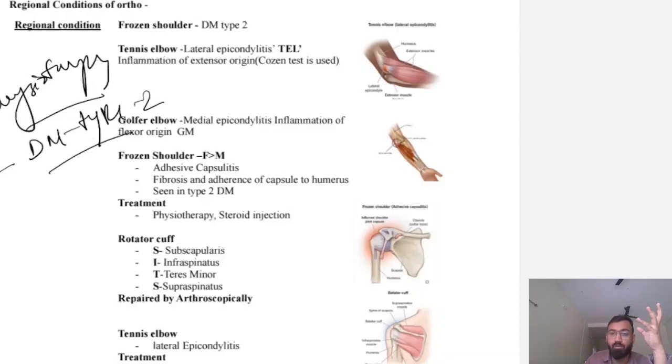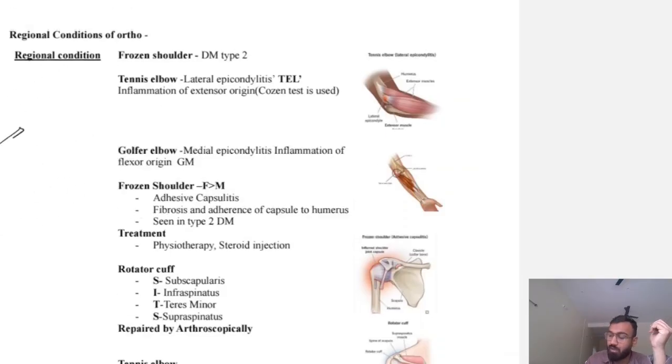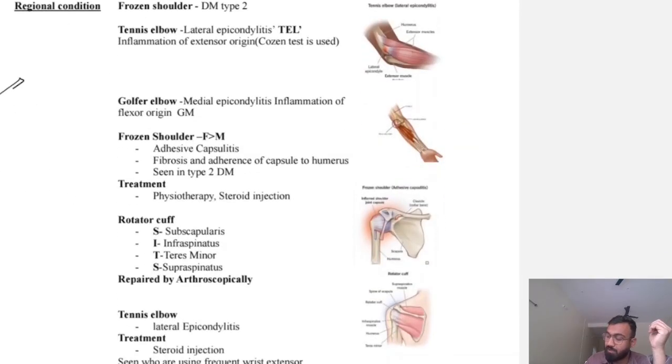They will form the question that the patient has restricted abduction, mostly seen in female patients. The question will be like this: the patient has diabetes mellitus type 2, is female, and has restricted movement at the shoulder joint. How will you manage this patient? What is the diagnosis? You will manage this patient by doing physiotherapy, and the diagnosis is frozen shoulder. Next is tennis elbow.